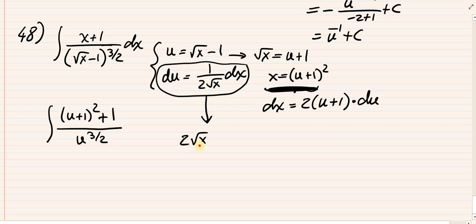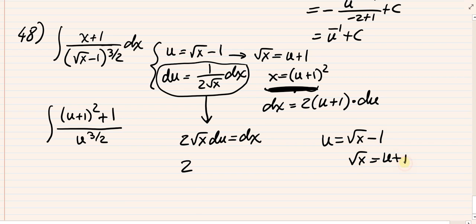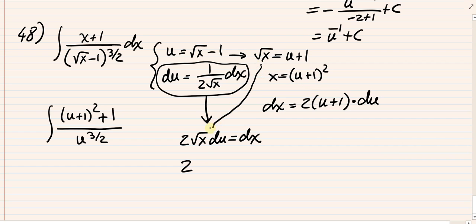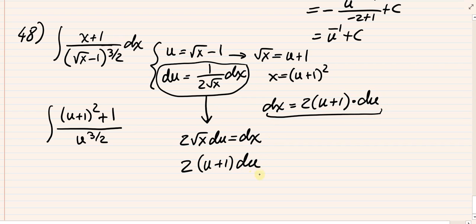Now, if I do it this way, multiply both sides by 2 square root of x, I get 2 root x du equal dx. But then remember, u is root x minus 1. So square root of x is u plus 1. And we have it up here too, right? So if I substitute u plus 1 for square root of x, I'm going to get exactly the same expression, du. You see that?